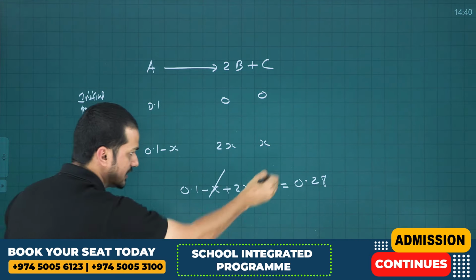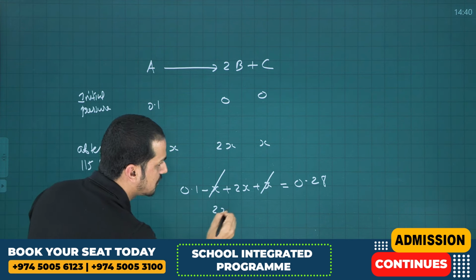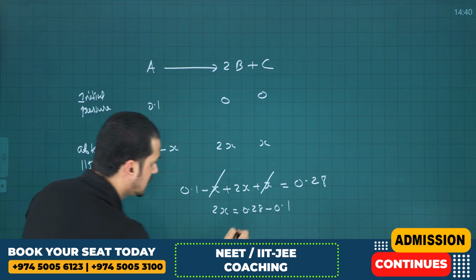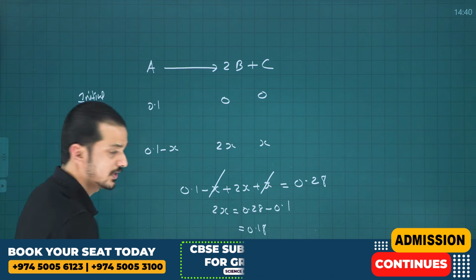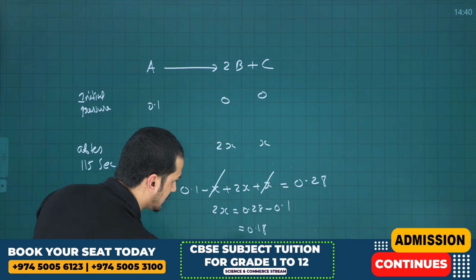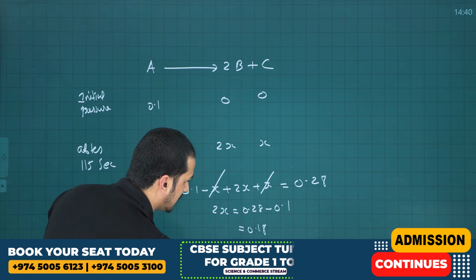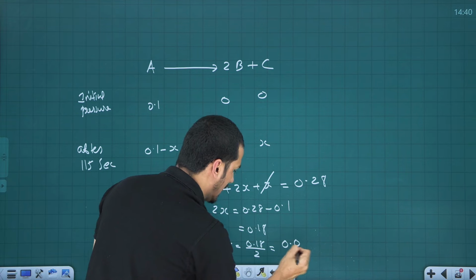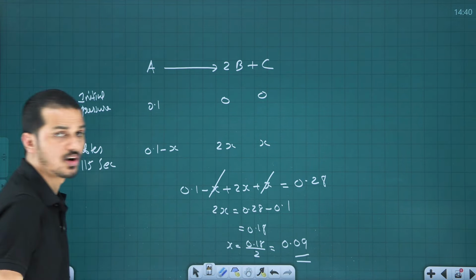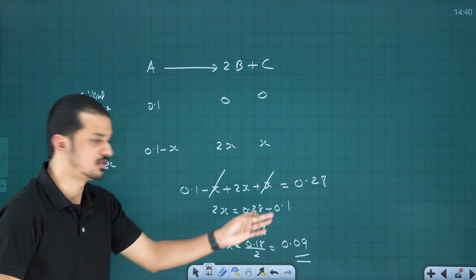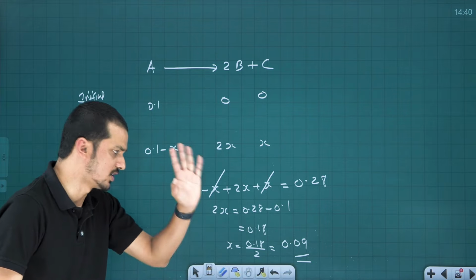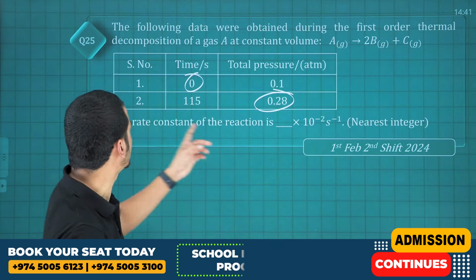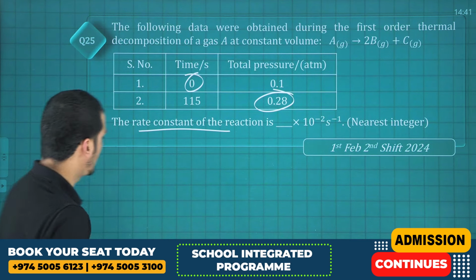The x's I can cancel. So 2x is equal to how much? 0.28 minus 0.1, that's equal to 0.18. x is equal to 0.18 divided by 2, which means 0.09 will come. 18 into 10 raised to minus 2 by 2 means 9 into 10 raised to minus 2, 0.09 will come. So x I got. Now what are they asking us to find out? They are asking us to find out the rate constant k.